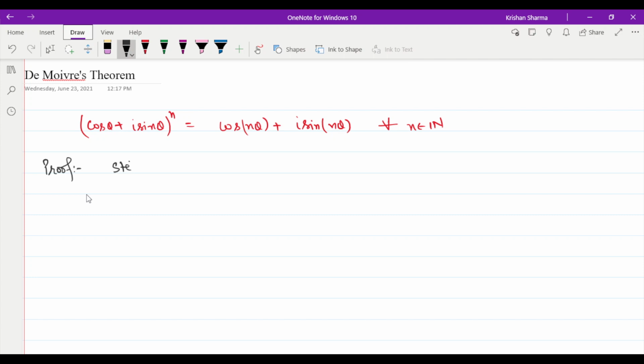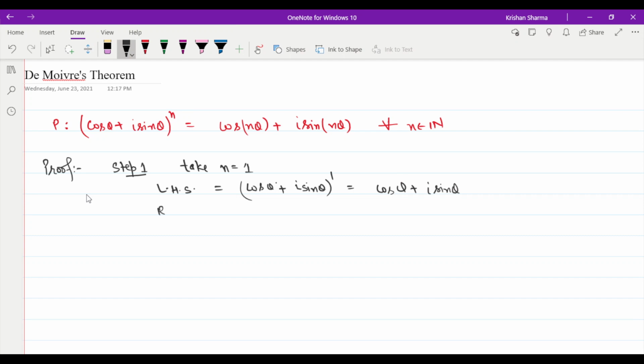So in step 1, we are going to prove that the given statement, which you can call statement P, is true for n equal to 1. So we take n equal to 1. What will the LHS, the left hand side, be when we take n equal to 1? LHS will be equal to (cos theta + iota sin theta)^1, which is nothing but cos theta + iota sin theta.